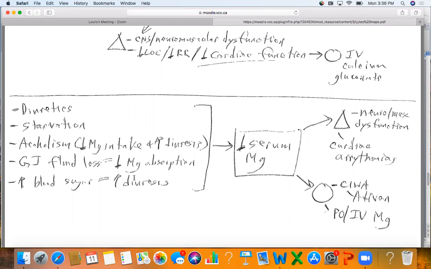The other one should make fairly good sense here. Remember, with that increased blood sugar, you get diuresis, and diuresis can result in loss of key electrolytes as well.